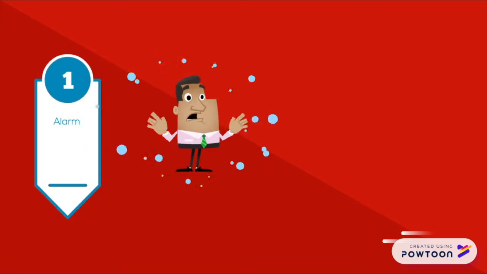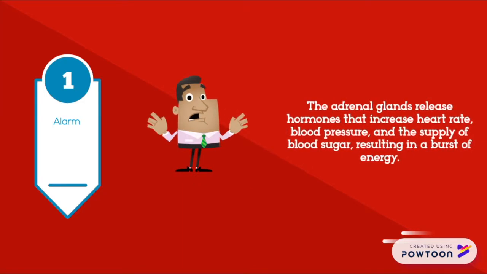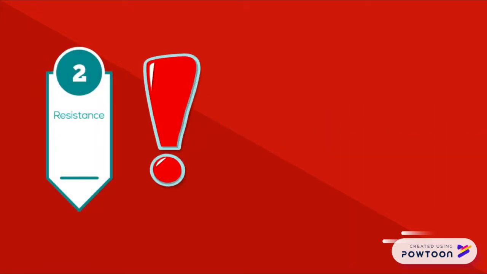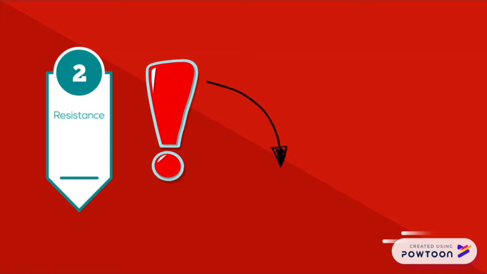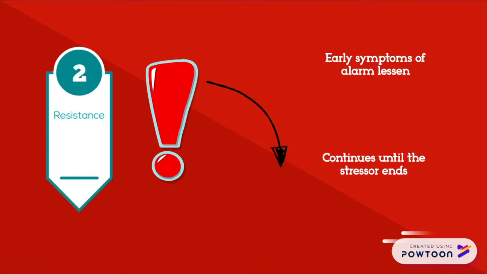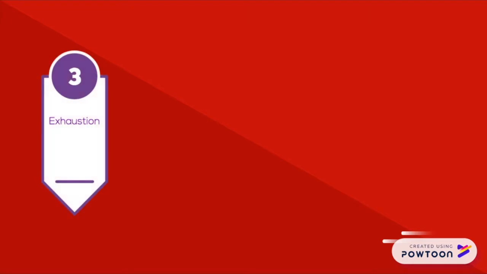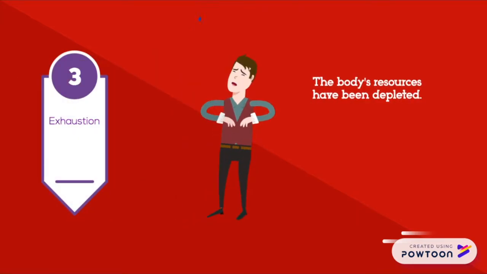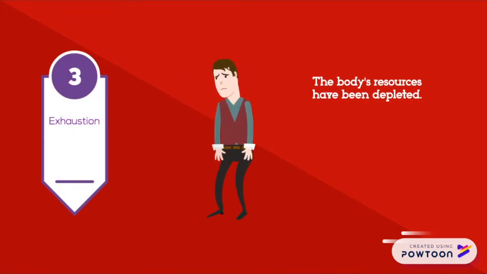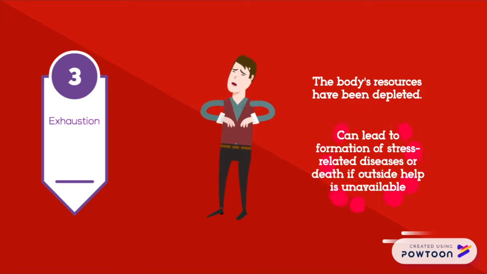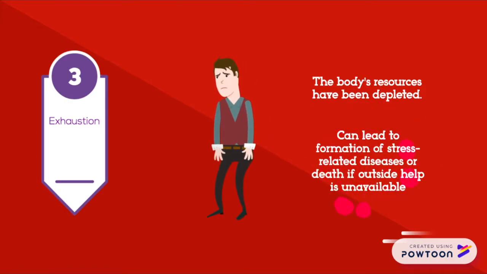The adrenal glands release hormones that increase heart rate, blood pressure, and the supply of blood sugar, resulting in a burst of energy. Second, resistance, when the body settles into sympathetic division activity. The early symptoms of alarm lessen and the person may feel better. Resistance will continue until the stressor ends. Lastly, exhaustion occurs when the body's resources have been depleted. Exhaustion can lead to formation of stress-related diseases or death if outside help is unavailable.